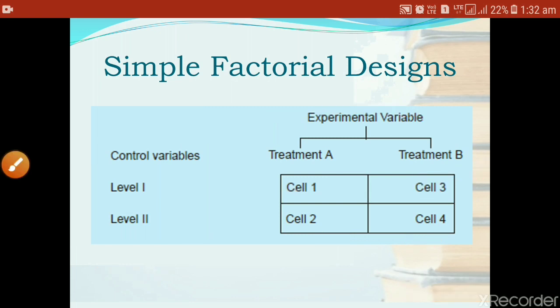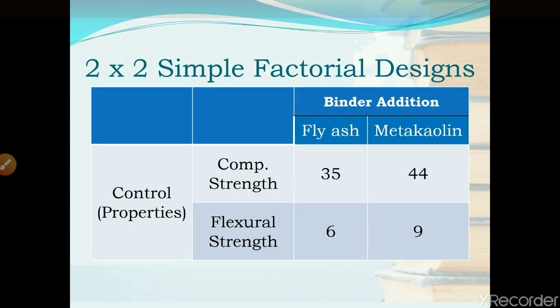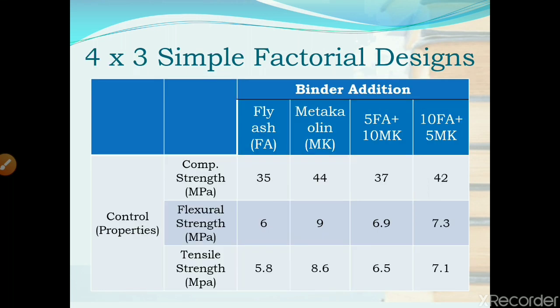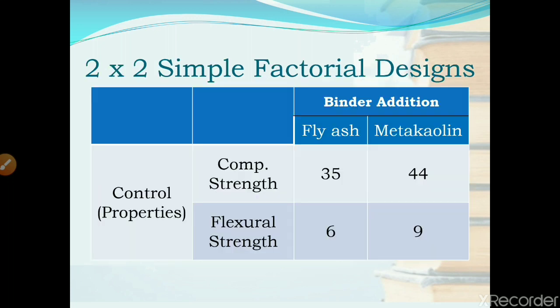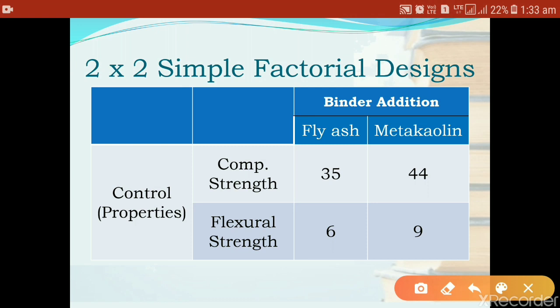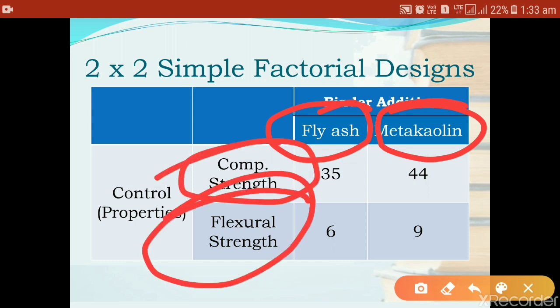So here you can see, for example, that two treatments and two control variables are there. The two treatments are, let us say, concrete mixes: in one type of mix we are adding fly ash, and in another type of mix we are adding methacholine, and the control is the property. So here, for example, I want to take the property of compressive strength as well as the flexural strength.